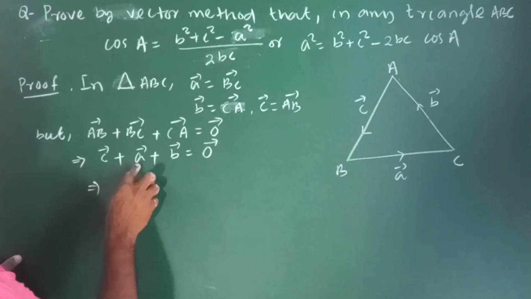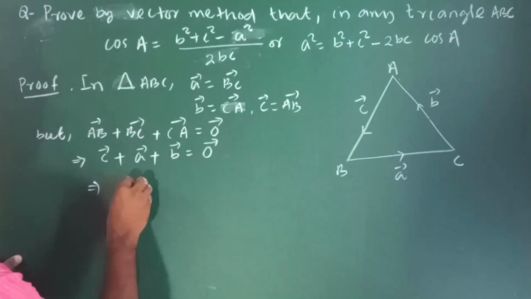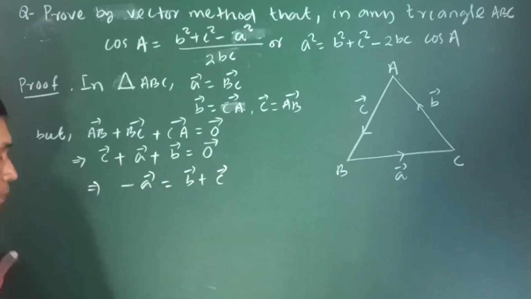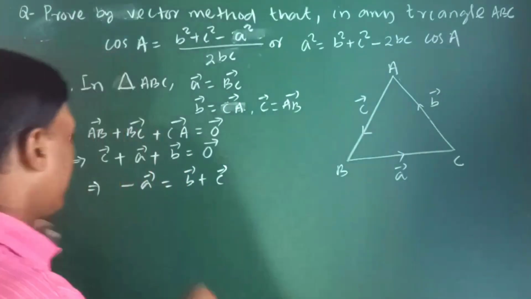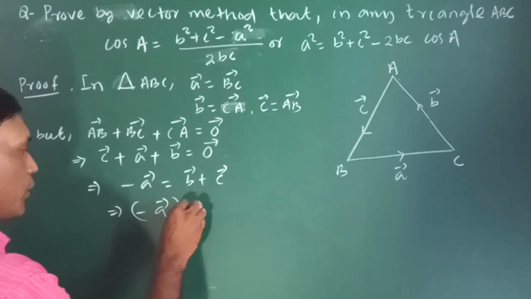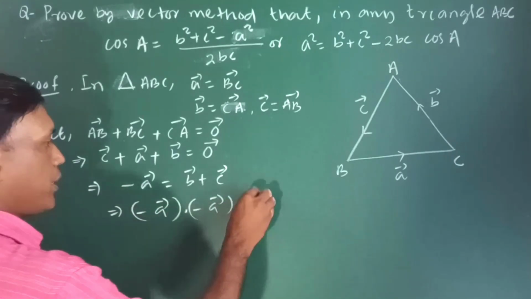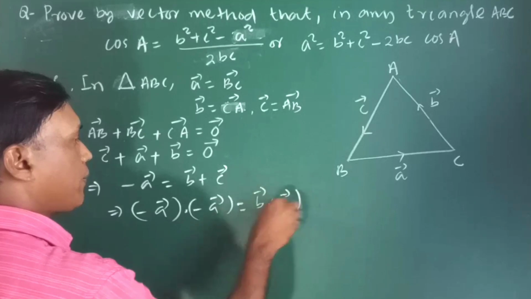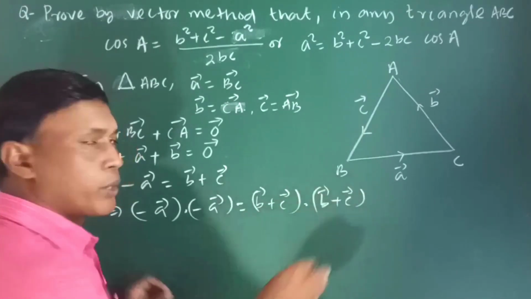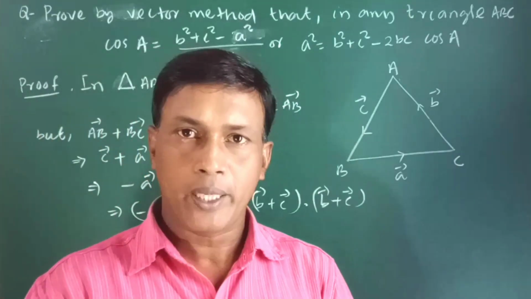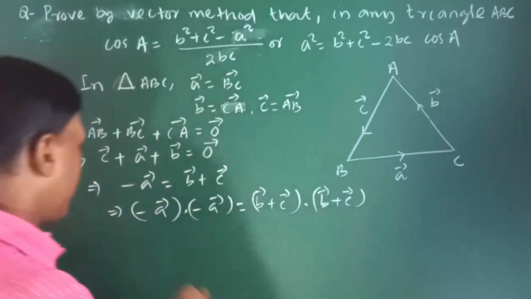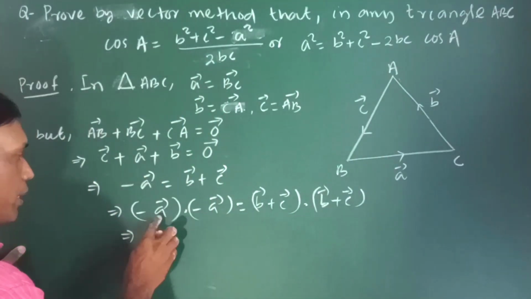Now we can write minus a vector is equal to b vector plus c vector. Now squaring both sides: minus a dot minus a is equal to b plus c dot b plus c. Square means x into x. We know that a square means a dot a, and minus minus is plus, so a dot a is a square.